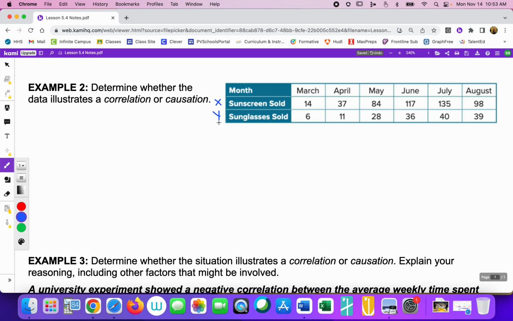As it moves from March to August, what's happening to the sunscreen? Increasing or decreasing? Increasing. What about sunglasses? Increasing. Also increasing. So if both are increasing, what type of correlation is that? Positive. Okay. So there is a positive correlation.